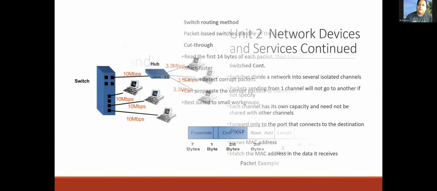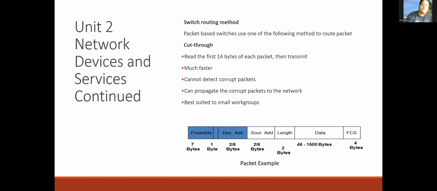Now I'm going to talk about that packet I talked about earlier. So this is another method that you can do. It's called switch routing, right? Packet-based switches use one of the following methods to route packets. There's two, from what I recall. Cut through reads the first 14 bytes of each packet and transmits. So it's going to read this. That should be 14 unless it's 2, depending on the size. That's why it's saying 2. So I can read up to here or read up to here, depending on the size of these, the destination and source address.